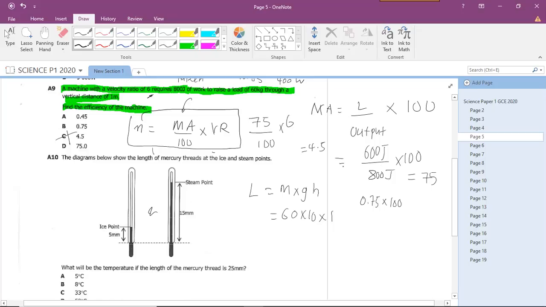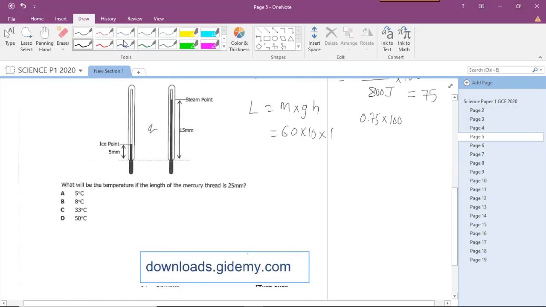Okay, please revise this. Things are getting very, very tricky. You have to be at the top of your revision game. You have to revise, revise, revise.